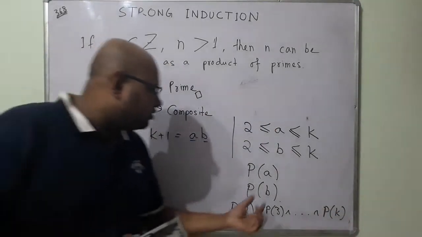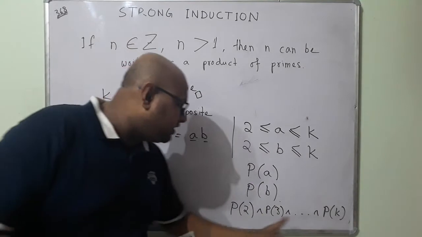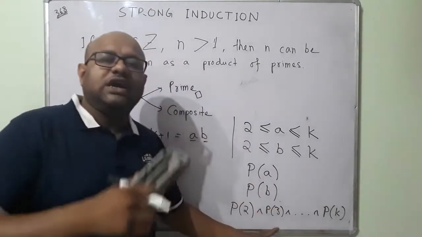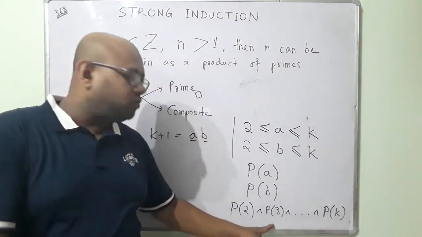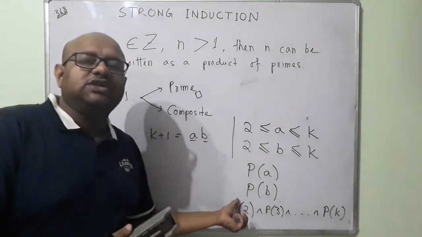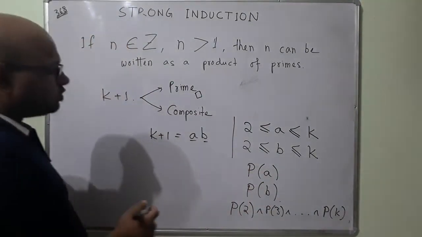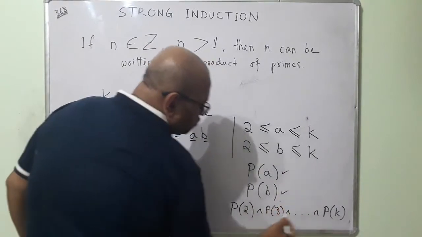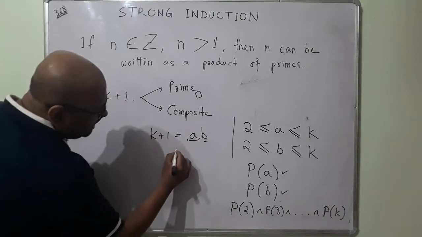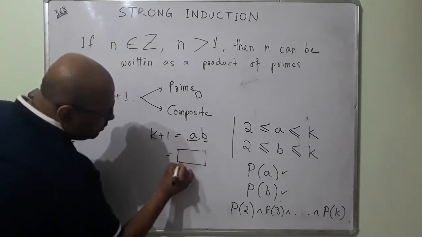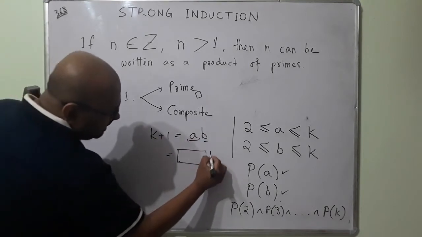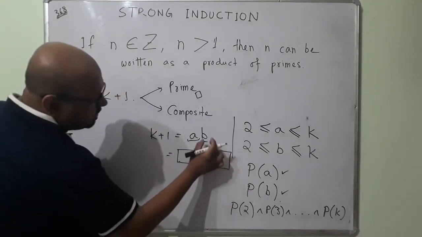So this A is somewhere between here and here. One of these numbers is A. So P of A we had assumed in our inductive hypothesis to be true. Similarly, P of B is somewhere between here and here, and this is what we assume to be true. So we know P of A is true and P of B is true. What does that mean? That means that A can be written as a product of primes. So there will be some prime numbers whose product will give me A. Similarly, there will be some prime numbers whose product will give me B.